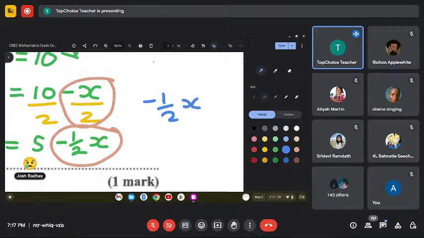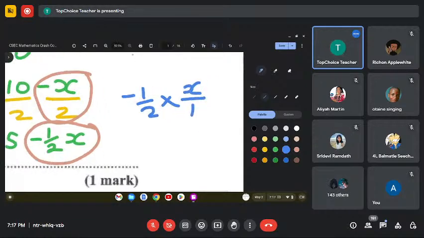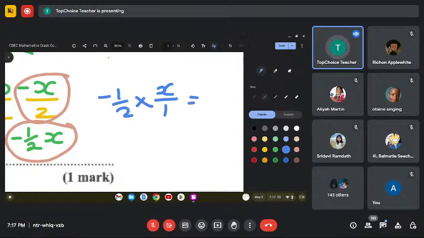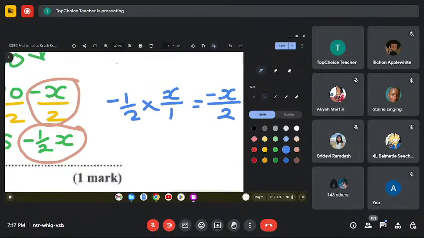Isn't this the same as negative a half multiplied by x, which is the same as negative a half multiplied by x over 1? If I multiply my numerators, negative 1 times x is negative x, and 2 times 1 is 2. So you see that what's below is exactly what we have on top.